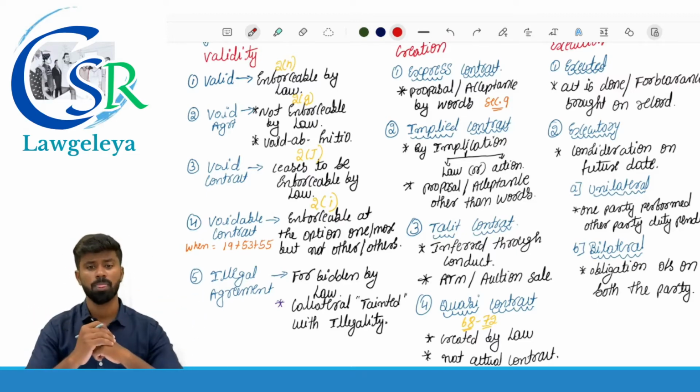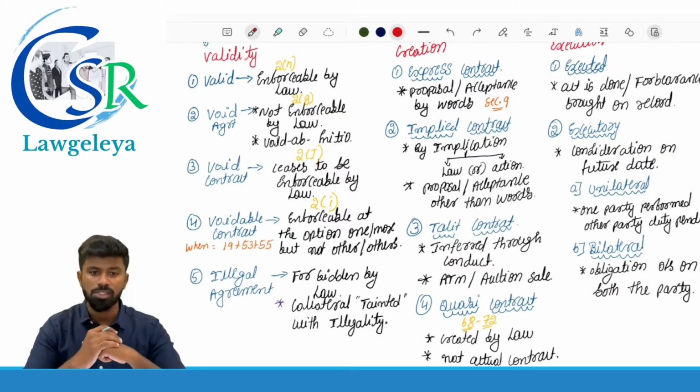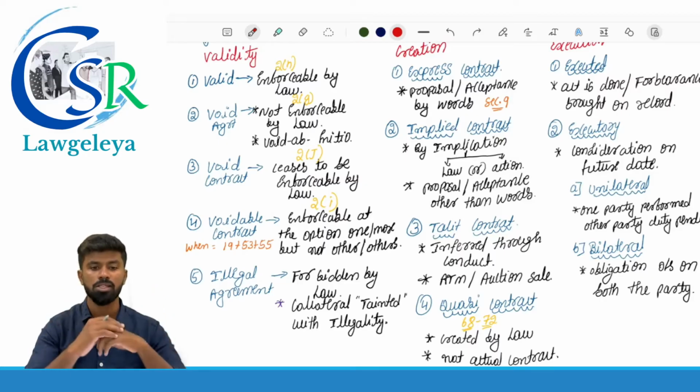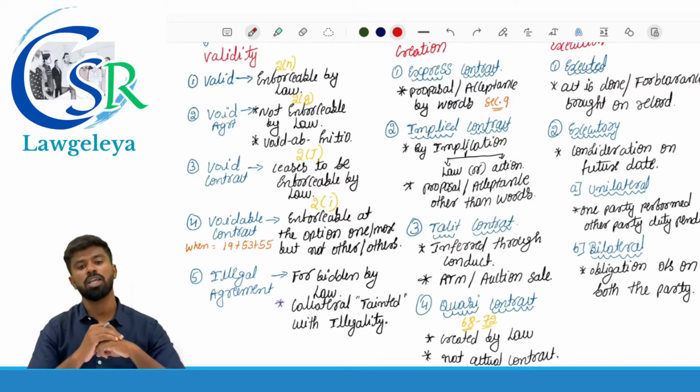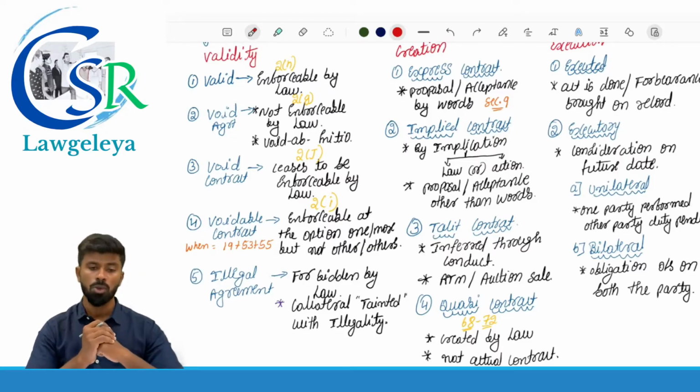Section number 53. Section number 55, where in a reciprocal promise, time is the essence. And if one party fails to perform the contract at the agreed time, the other party has the option to cancel it. So these are the 3 scenarios in which a contract becomes voidable.